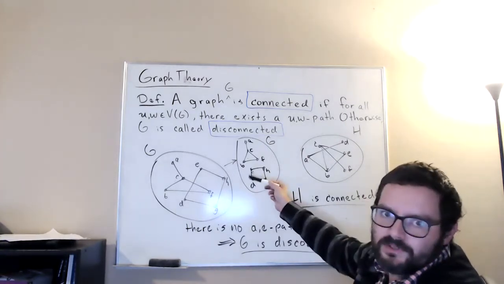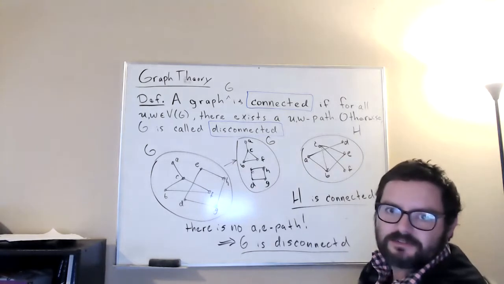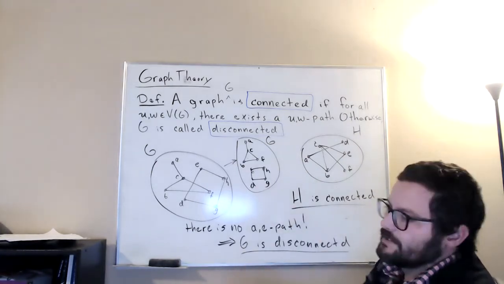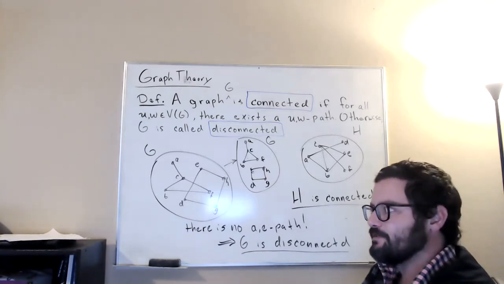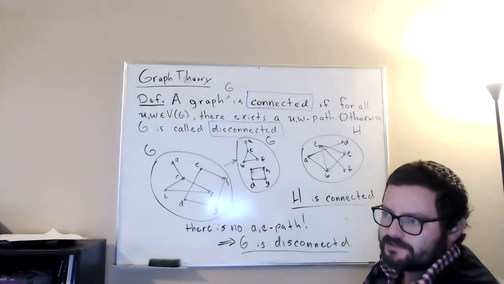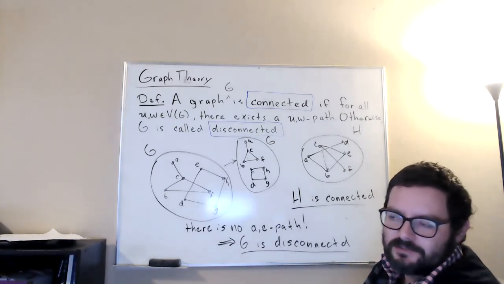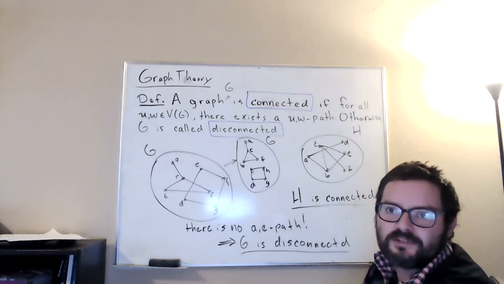And here, you can see that there's two pieces, right? So being connected is one way of saying that if you draw it, it's going to consist of one piece. And it's disconnected if it consists of two or more pieces.